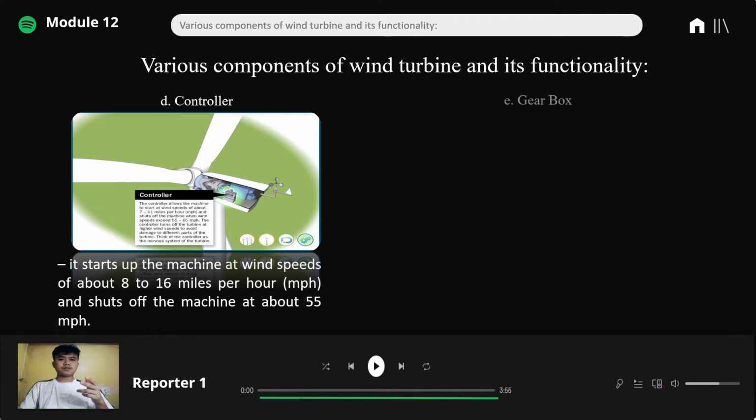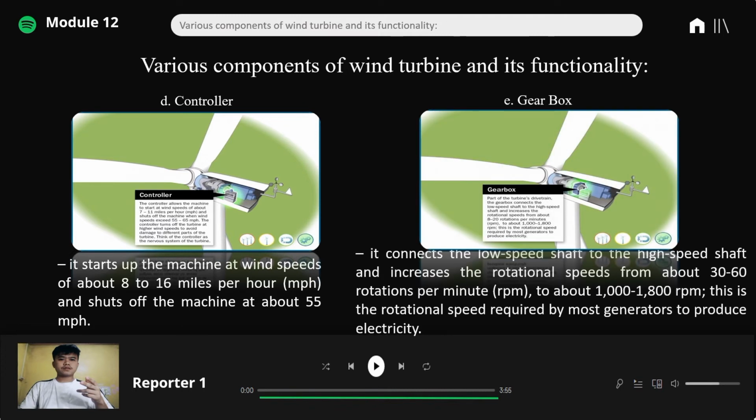After the controller, we have the gearbox. It connects the low-speed shaft to the high-speed shaft and increases the rotational speed from 30 to 60 rotations per minute (RPM) to about 1000 to 1800 RPM. This is the rotational speed required by most generators to produce electricity. So the most commonly required speed is 1000 to 1800 RPM. If it drops below that, around 800 to 1700 RPM, it cannot produce electricity. A gearbox is costly and heavy. So the gearbox is expensive.